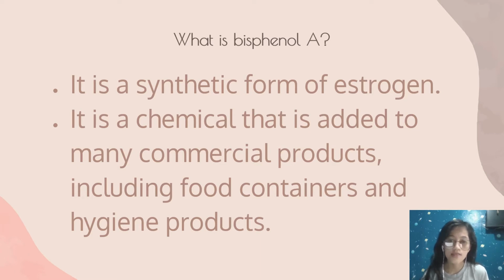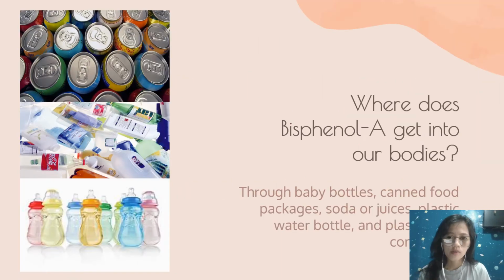However, it can easily dissolve into the food and hot liquids that are kept in the plastic or the plastic-coated containers such as the water bottles, the baby bottles, the cans, and such. And it can easily enter into our body after eating or drinking from such containers. So where does bisphenol A get into our bodies? Bisphenol A will enter into our body through baby bottles, canned food packages, soda plastics, water bottles, and such.